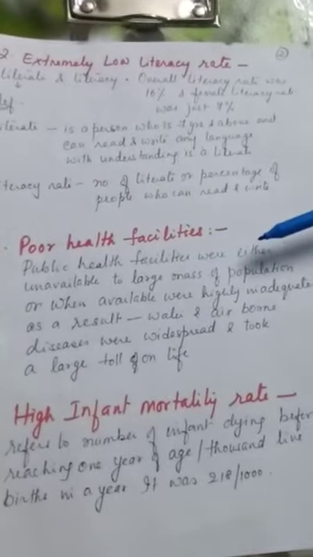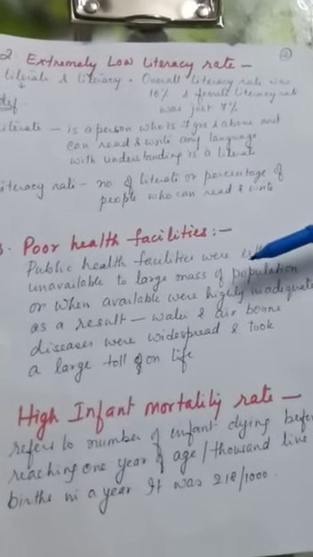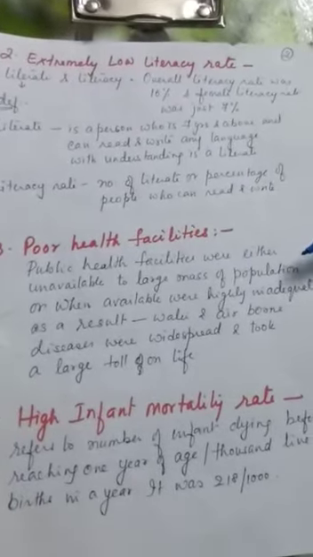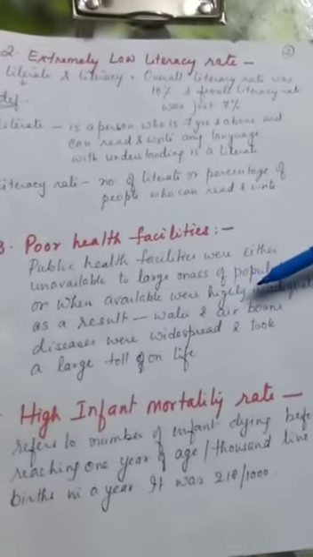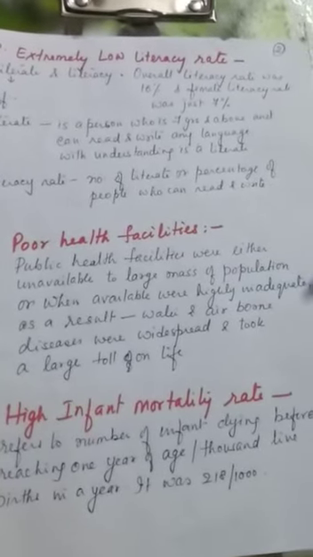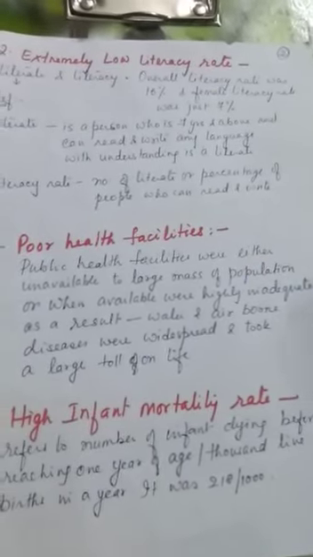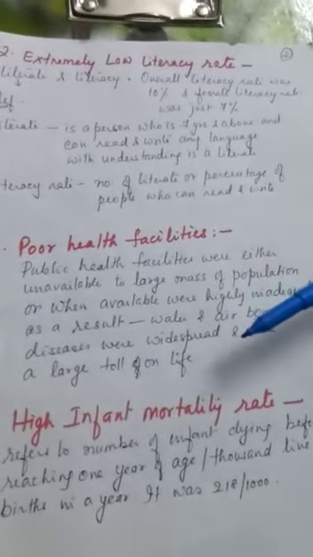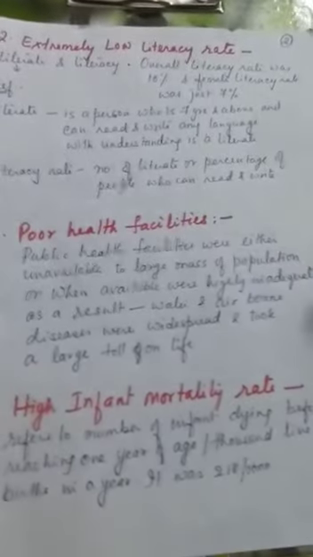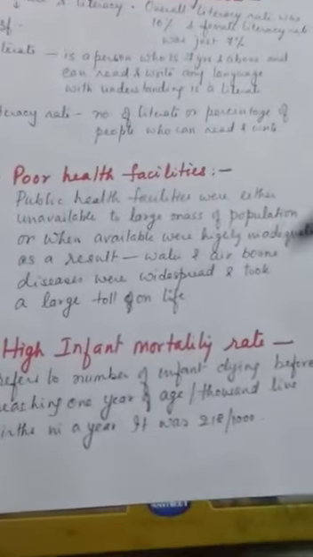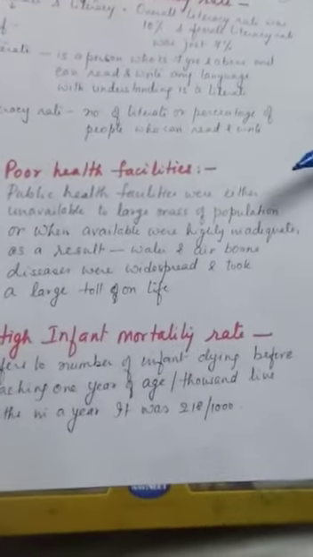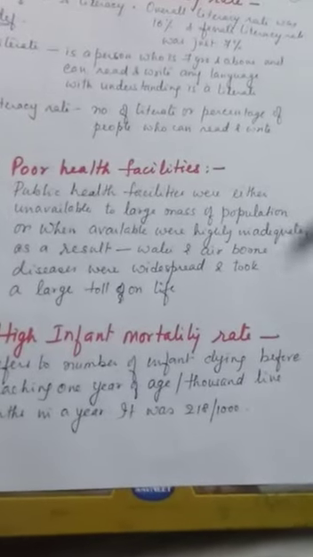Public health facilities were either unavailable to large mass of population or when available were highly inadequate. As a result, water and airborne diseases were widespread and took large toll on life. And this is also one of the reasons why we had low growth rate of population during British rule.